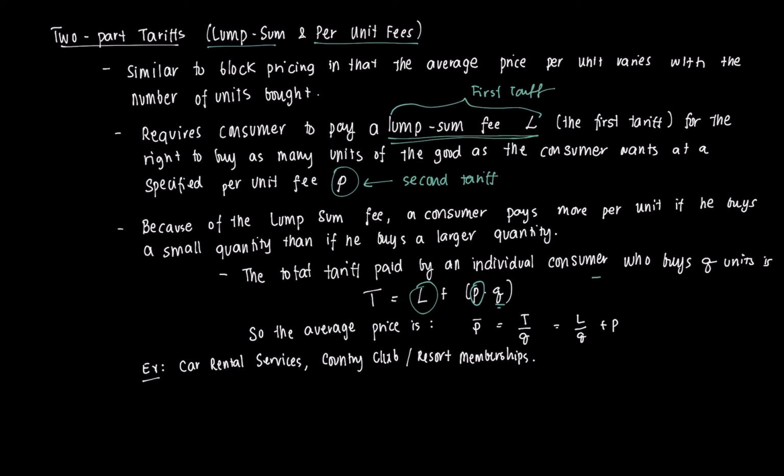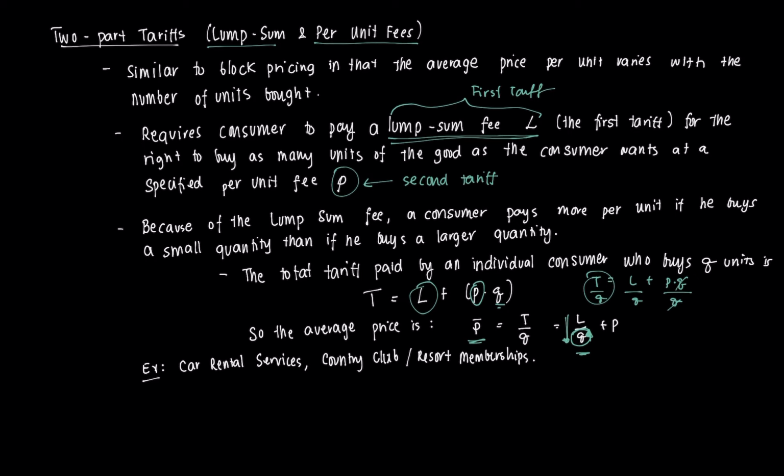So that's T is equal to L plus P times Q. If you divide all of these by Q, T over Q is equal to P bar. We refer to that as the average price, and that's just equal to L over Q plus P. And that's the average price that a consumer will pay. So as you can see, the higher the quantity that the consumer chooses to purchase, so the higher the Q, the lower this fraction will end up being, and thus the lower the per unit average price would be.